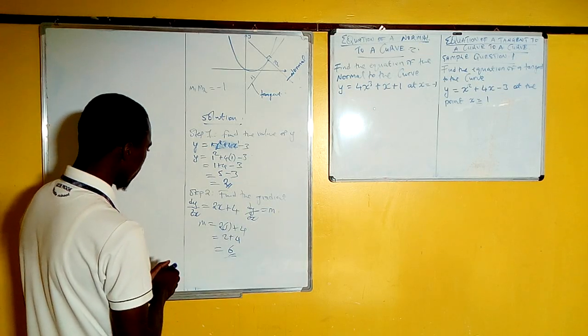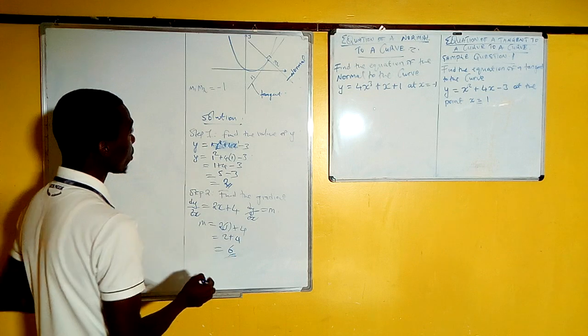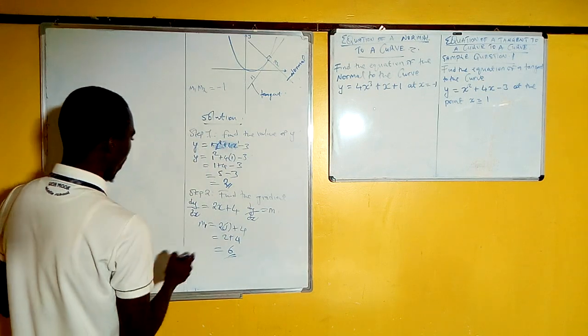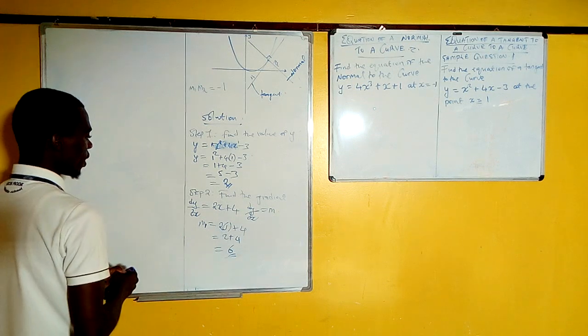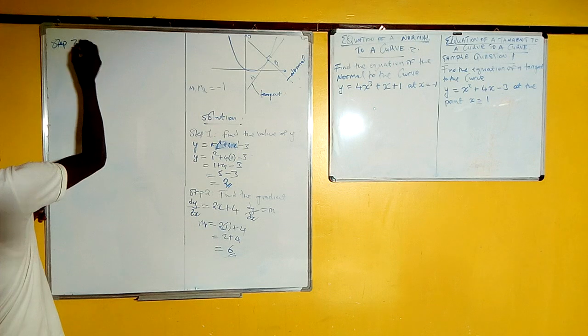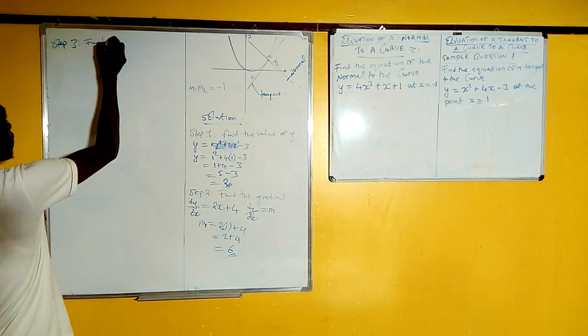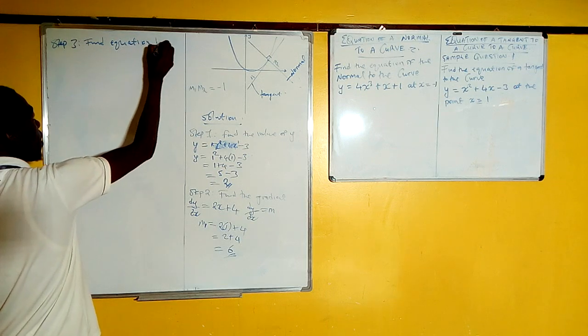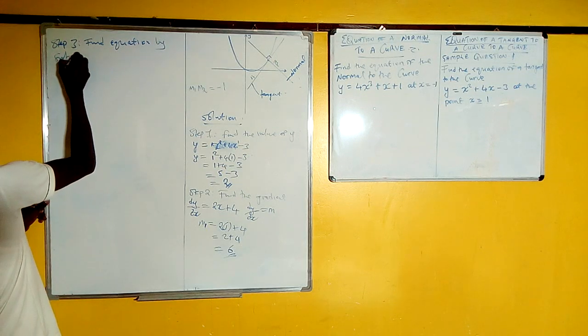Okay, so we proceed. Now that we have our gradient, and remember we said the gradient of the tangent is known as m1. So we have found our m1. Now we can find the equation. Step 3, which is the final step here, we now find the equation. So we find the equation by substituting.